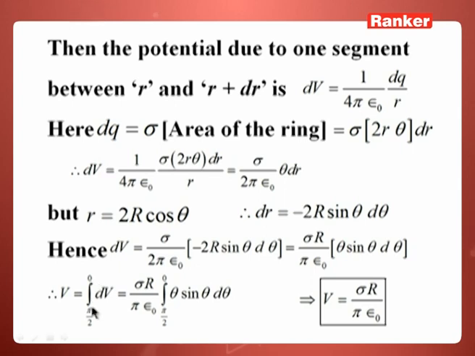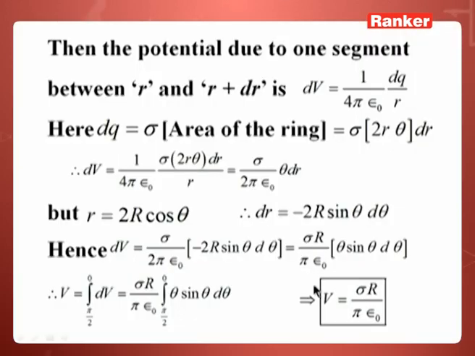V is equal to the integral between the limits pi by 2 to 0 of dV. What would be its formula now? Sigma capital R by pi epsilon naught integral between pi by 2 to 0 of theta sin theta d theta. If you simplify the total, you will get the potential V is equal to sigma capital R by pi epsilon naught. That is the outcome, which is giving us the potential at the point P.